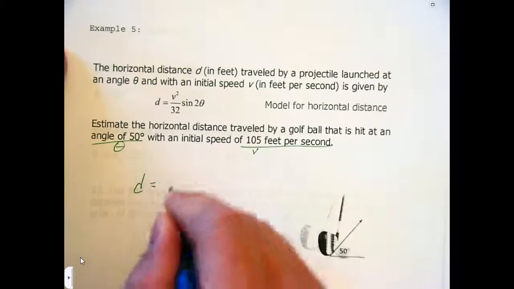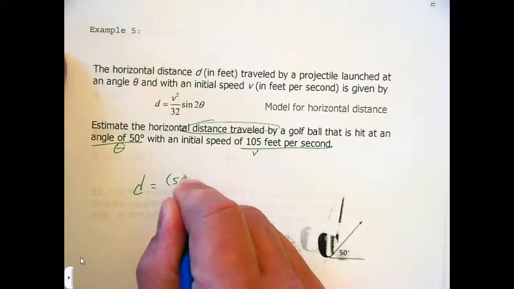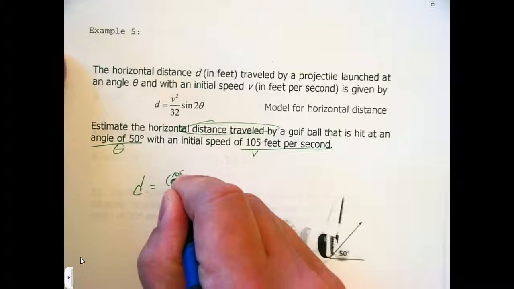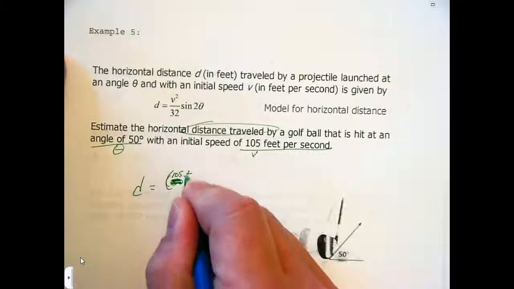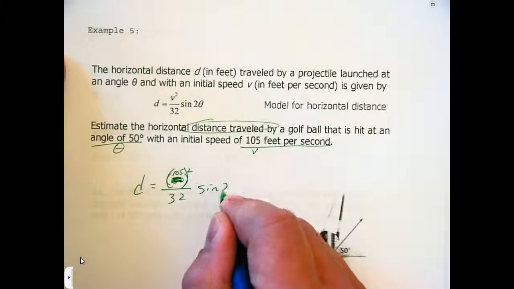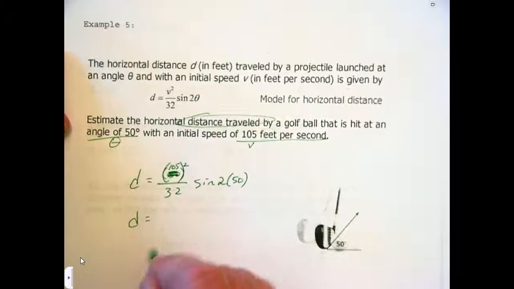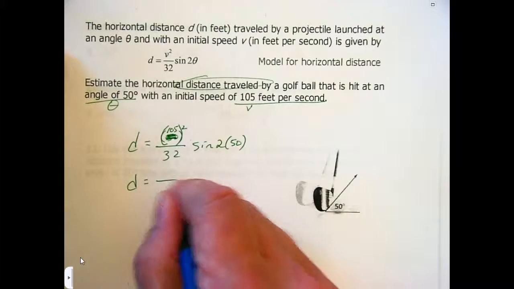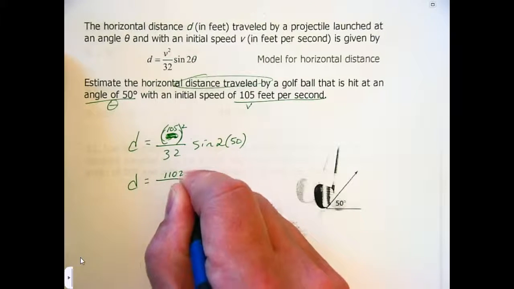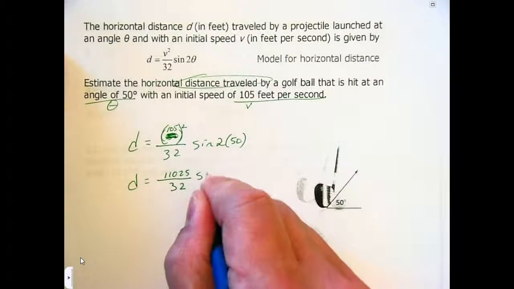So d, we're trying to find, is equal to v squared, or 50 squared. I'm sorry, not 50 squared, 105 squared, over 32 times sine of 2 times 50. So 105 squared, what's that, 11025, yes? Over 32 sine 100.